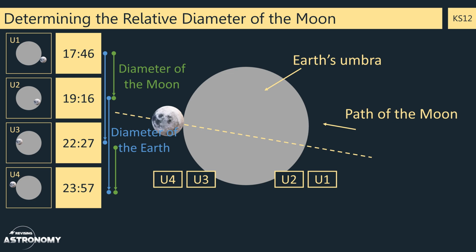So there you go. Using a lunar eclipse and a watch, you can work out the relative diameter of the moon compared to the Earth and follow in the footsteps of Aristarchus.